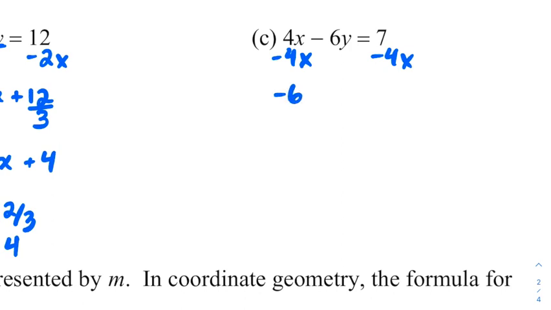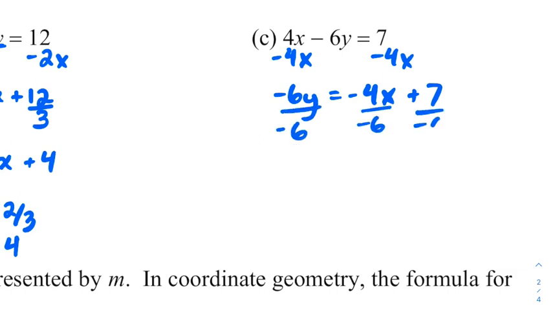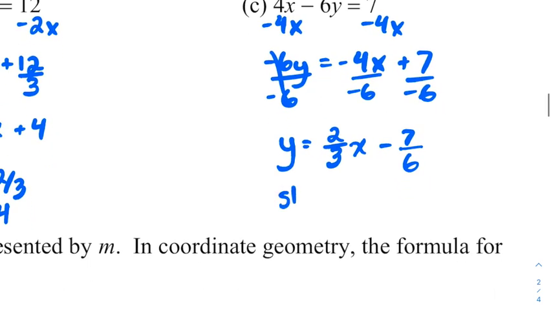So we're left with negative 6y. Don't forget there's a negative there. Equals negative 4x plus 7. Then to get the y by itself, I'm going to divide both sides by negative 6. And we'll see what we could reduce. So this reduces to just y. Negative 4 over negative 6 is a positive 2/3. And 7 divided by negative 6, I'm just going to do minus 7/6. Can't really do anything else there. So at this point, I can see that the slope is 2/3 and the y-intercept is negative 7/6.